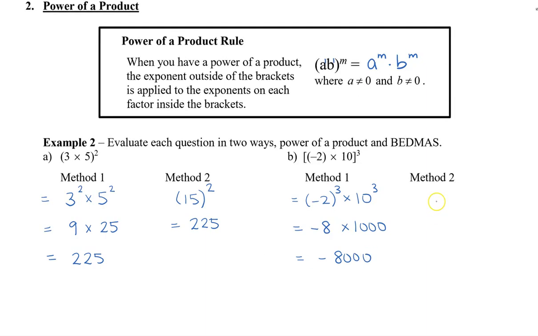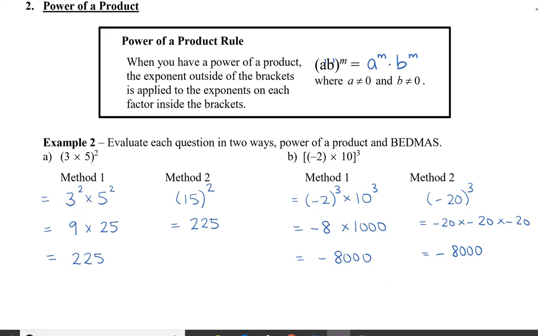Method 2, using the order of operations, we're going to multiply the negative 2 times the 10 first, and that would give us negative 20, and then that's cubed. And remember, this means negative 20 times negative 20 times negative 20. So we know that negative 20 times negative 20 is positive 400, and then positive 400 times negative 20 will also give us negative 8,000. Same as our method 1.